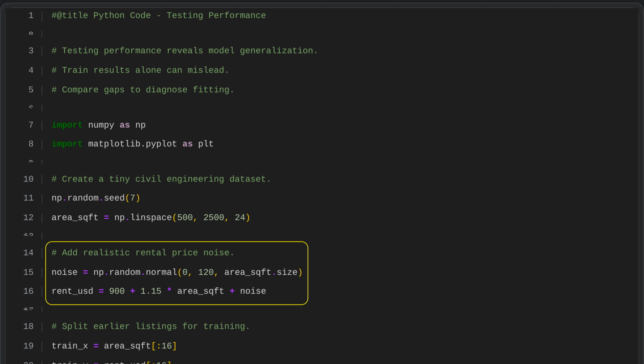To make the rental price data more realistic, we add random noise drawn from a normal distribution with mean 0 and a standard deviation of 120. Rent is then calculated from a base price of $900 plus $1.15 for each square foot of area, with the noise added to reflect real-world variation.